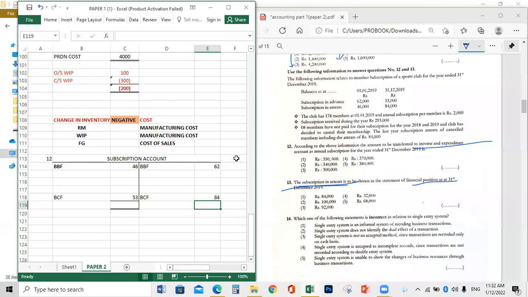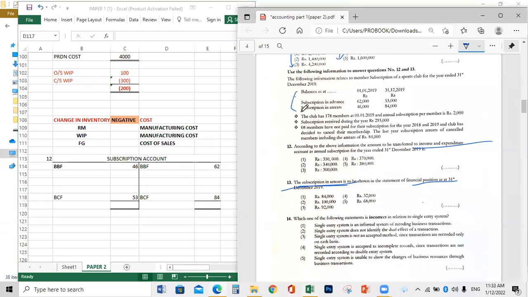Okay, now I have recorded all this. After that they say the club has 178 members on the starting date, and the annual subscription for one member is 2,000. So at the starting date there are 178 members and their annual subscription is 2,000. Let's just underline it and keep it, because what if there are members who left the organization? We should consider that also, right? So I'll underline it and we'll go to the next part.